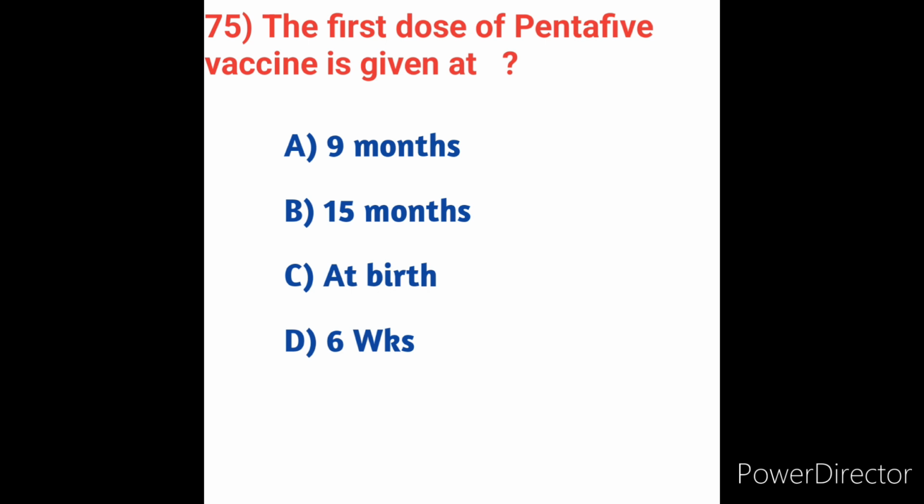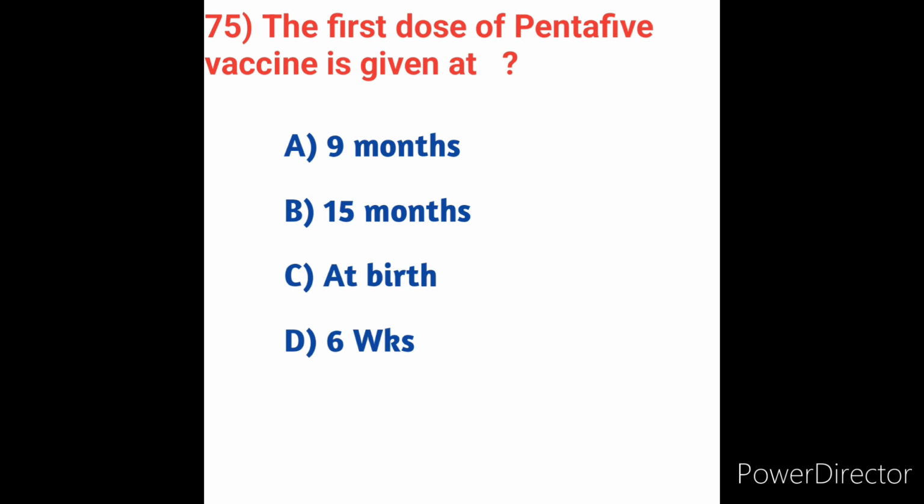The first dose of pentavalent vaccine is given only after a child is 6 weeks old. The second and third doses are given at 10 and 14 weeks of age respectively. So here the first dose of Penta 5 vaccine is given at the age of 6 weeks. As per the National Immunization Schedule, 3 doses of pentavalent vaccine are to be administered at 6 weeks, 10 weeks and 14 weeks of age.